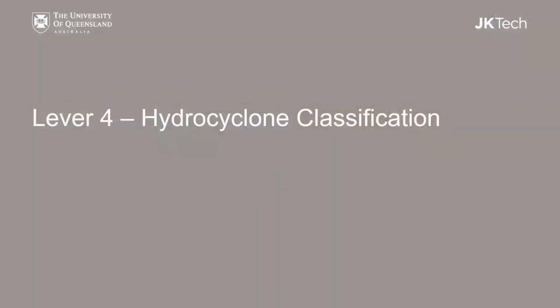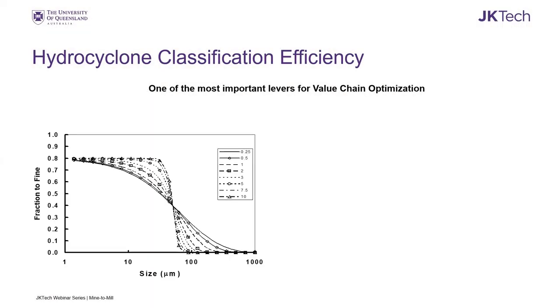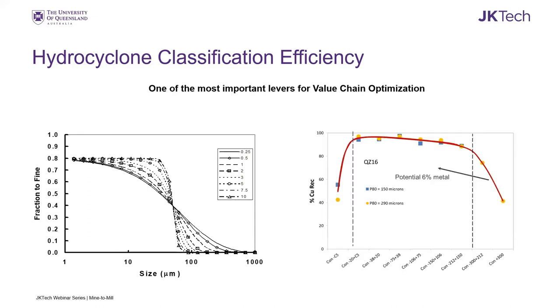One of the most important levers for process integration is hydrocyclone classification efficiency. So here we have the efficiency curve on the hydrocyclone. The x-axis is particle size feeding the hydrocyclone, the y-axis is the fraction to fines. As we know, the sharper the curve that we obtain with the real operating cyclones, the more efficient the classification is.